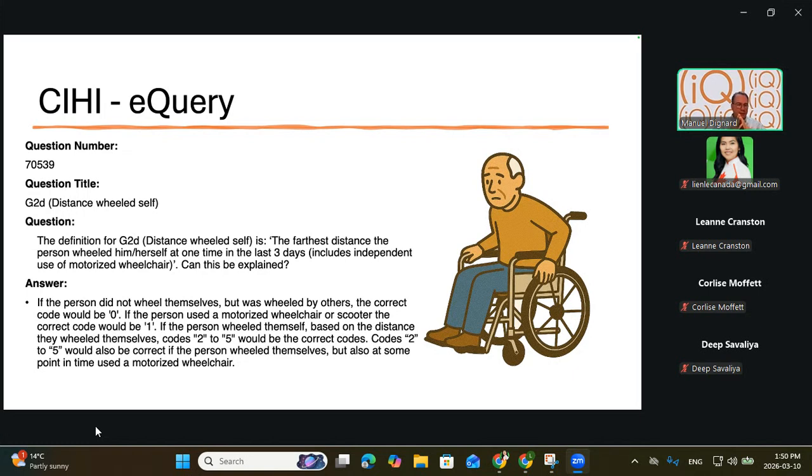If the person did not wheel themselves, but was wheeled by others, the correct code would be 0. If the person used a motorized wheelchair or scooter, the correct code is a 1. If the person wheeled themselves, based on the distance they wheel themselves, code between 2 to 5. So those would be the correct codes. It would also be correct if the person wheeled themselves but also at some point used a motorized wheelchair. So just a little bit of clarification from Kai-Hai.